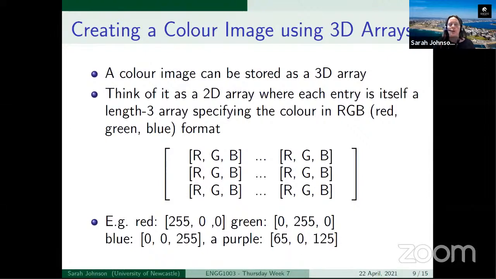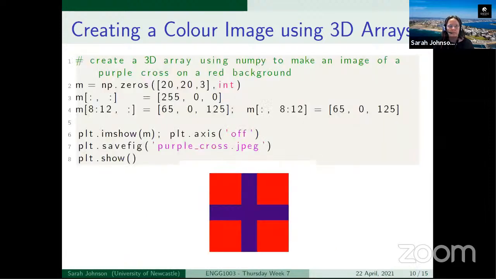Okay, so when I specify my image now, I'm going to specify it as a 3-dimensional array where the dimensions are the rows, the columns, and then the 3rd dimension is only length 3, where I specify the RGB values in an array. So that's how it becomes a 3-dimensional array. Okay, let's have an example.